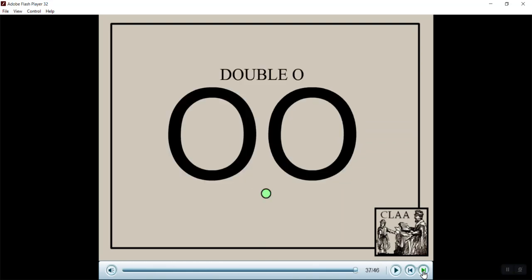The next sound that we need to learn in Middle English is the double O. This sound is written with two O's. It's pronounced O, O, just like a Latin O, but it's written in Middle English with two O's.